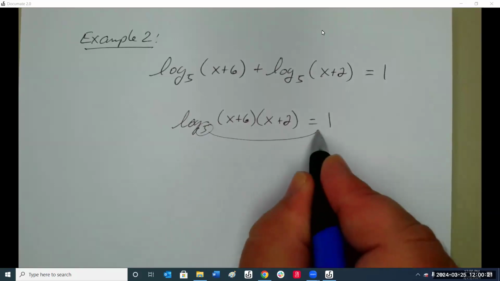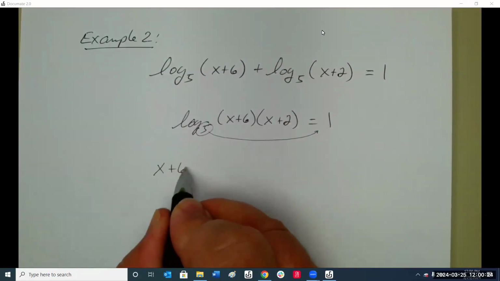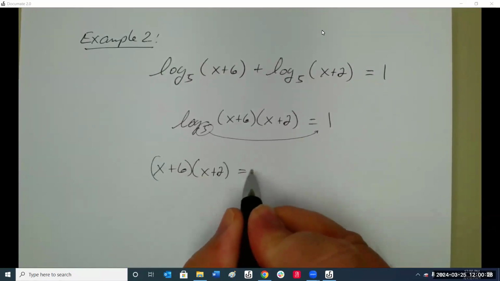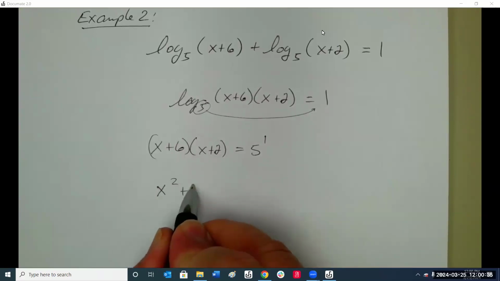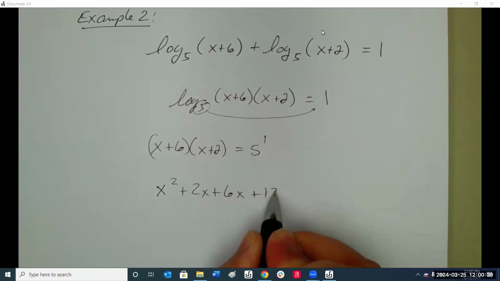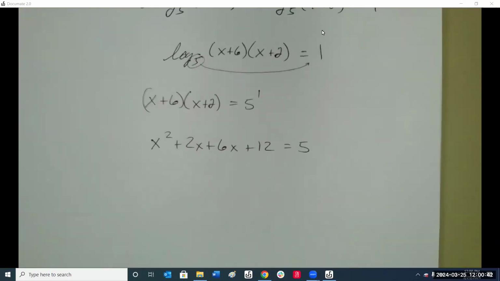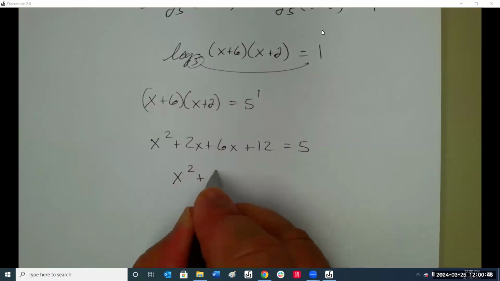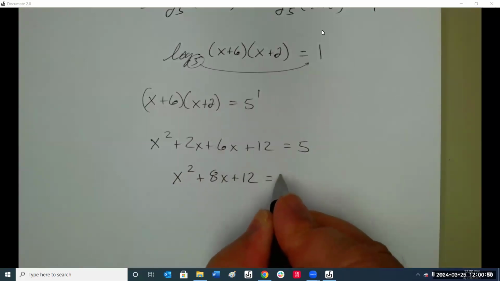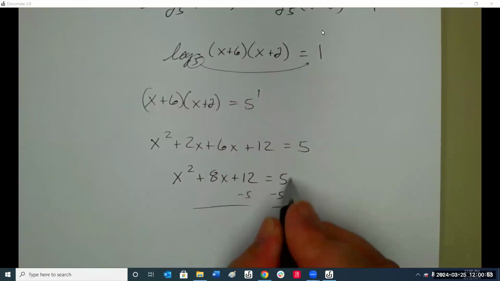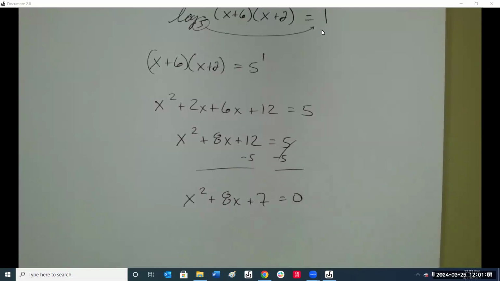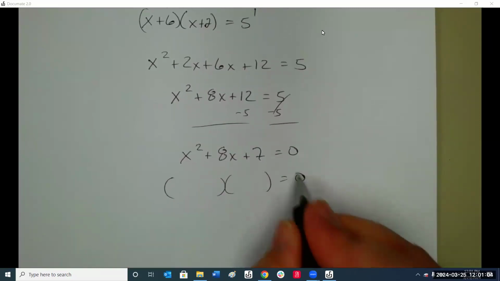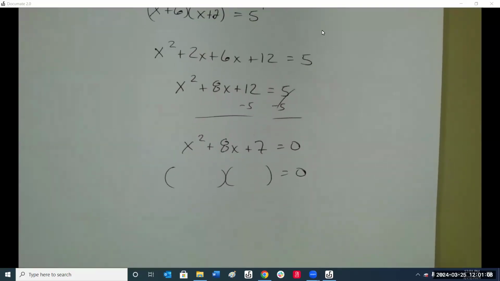Now we can take this base 5. So we have x plus 6 times x plus 2 equals 5 to the first. FOIL this out, you get x squared plus 2x plus 6x plus 12 equals 5. Subtract 5. Now we can factor it. Any problem so far? Because they were added together, we can combine them by multiplication.